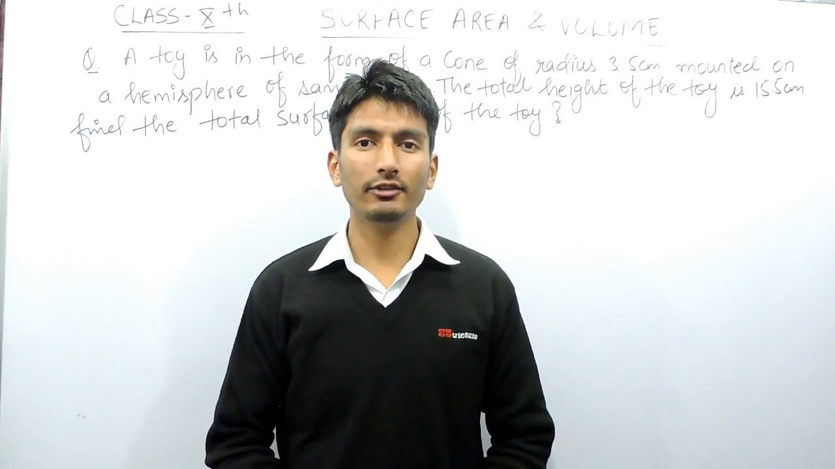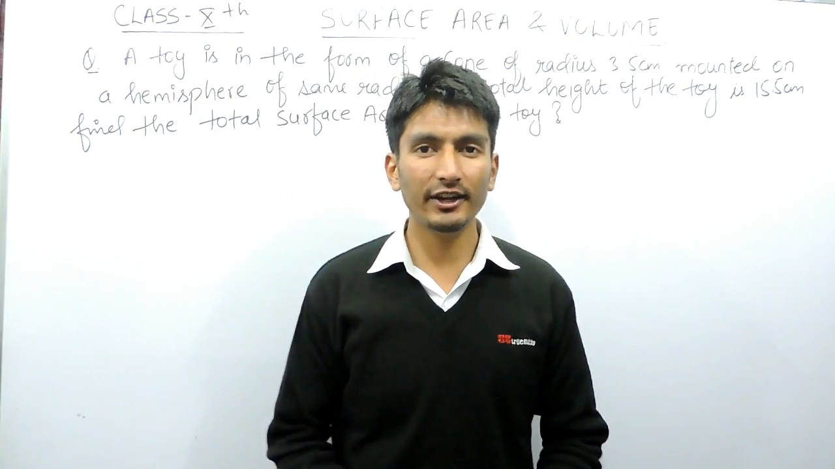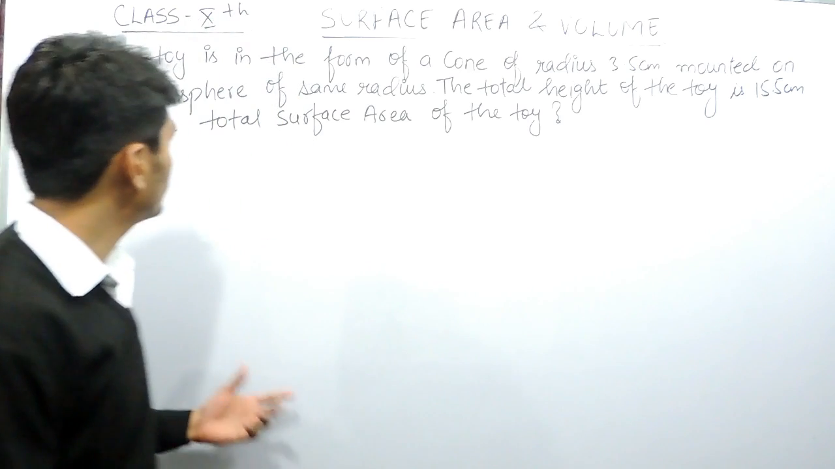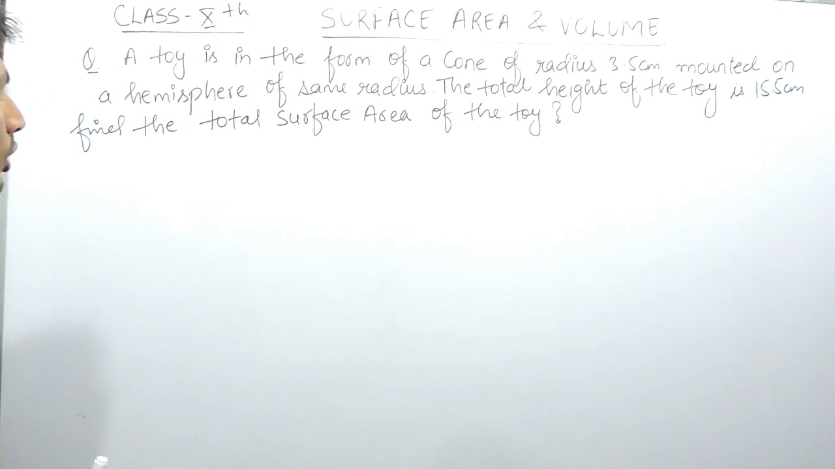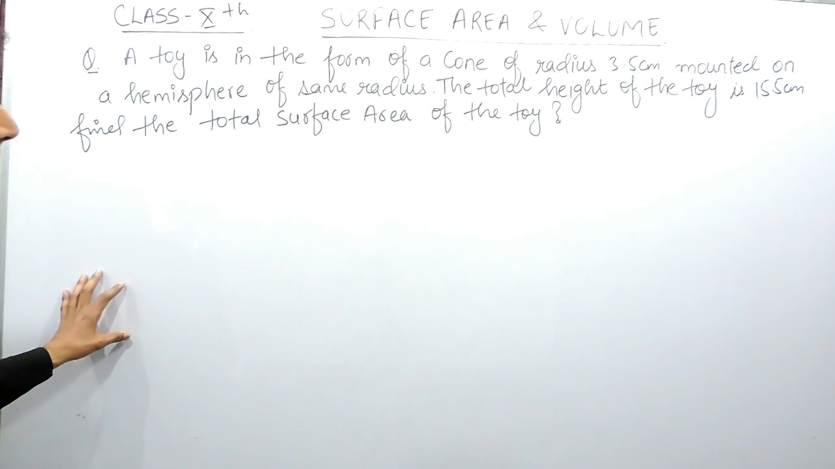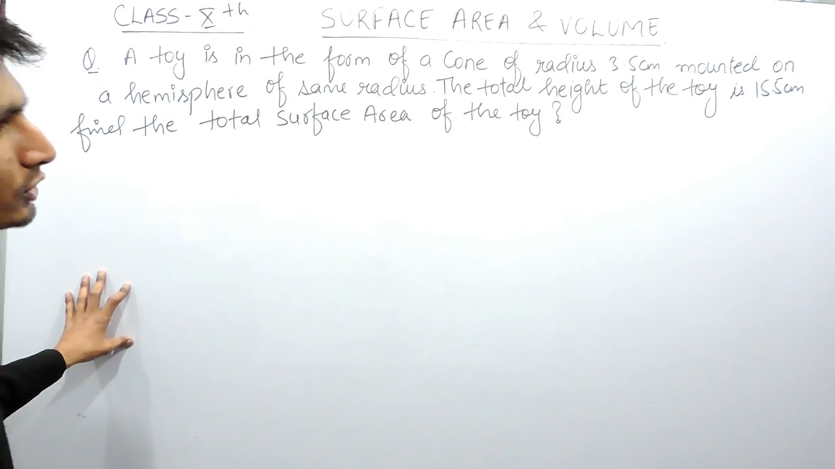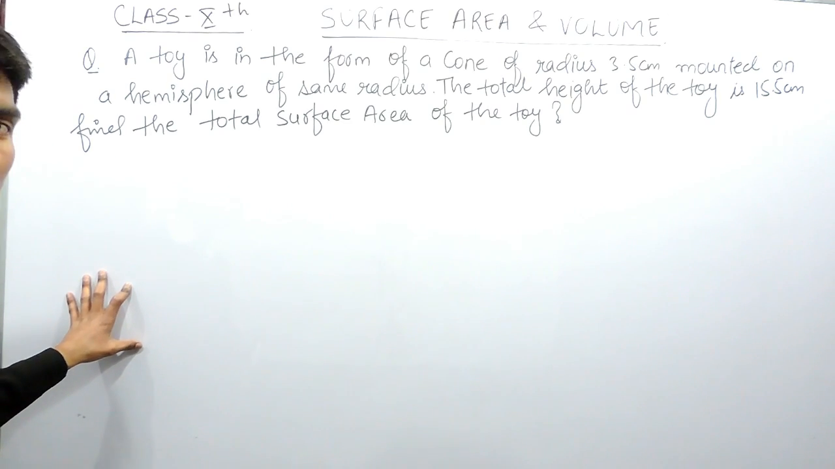Hello everyone, we are from True Maths and in this video we are going to solve the first question which is based on the combination of two figures. Here a toy is in the form of a cone of radius 3.5 mounted on a hemisphere of the same radius. The total height of the toy is 15.5 centimeter. Find the total surface area of the toy.